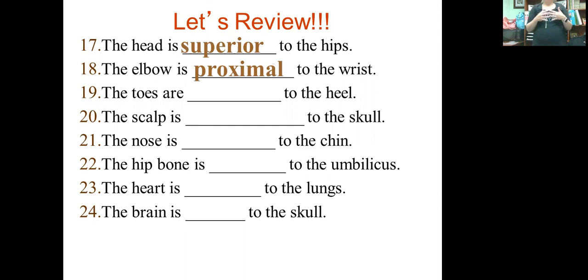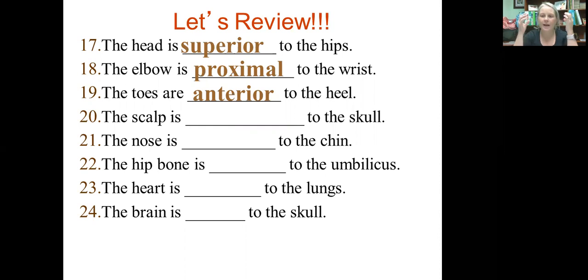Your toes are blank to your heel. Now, obviously, y'all can't see my toes, but what I would do is stand in anatomical position. Your feet should be slightly apart. Your toes are pointing out in front of you. Your heel is behind your toes. So your toes are anterior to your heel. So your toes sit in front of your heel. Now, if I said the heel is blank to the toes, that would be posterior.